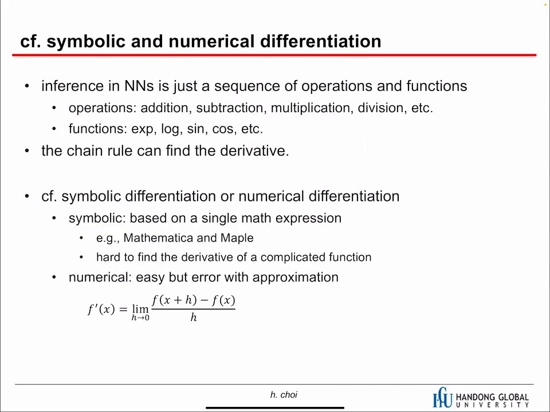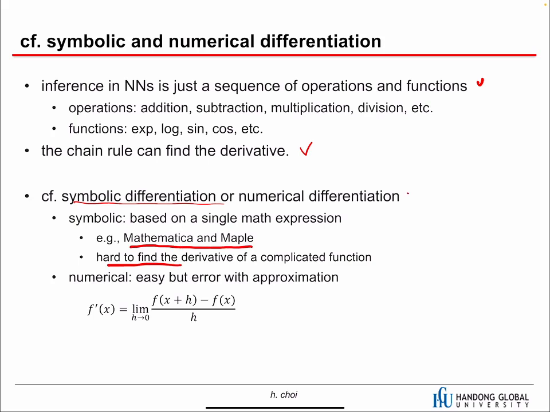Then what is automatic differentiation? Basically, inference in neural networks is just a sequence of operations and functions, so the chain rule can find the derivative based on this sequence. This is different from symbolic differentiation or numerical differentiation. Symbolic differentiation is simply what we do in math class. We actually calculate the derivative. That is hard to find, but Mathematica or Maple are based on symbolic differentiation.